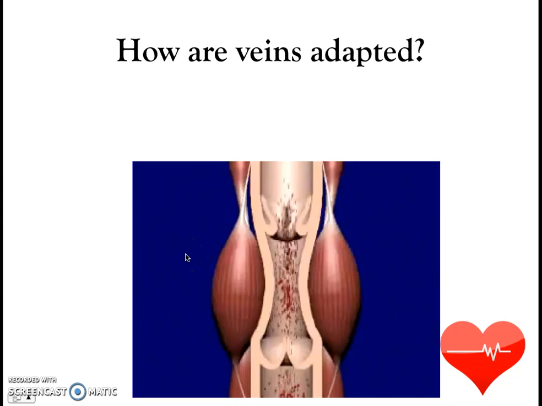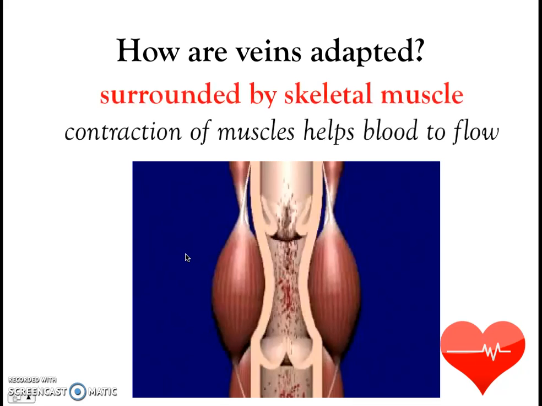Now, besides valves, veins also work together with skeletal muscle to pump blood back to the heart. Okay, so veins are surrounded by skeletal muscle, and the contraction of muscles helps blood to flow back up. So here in this video, you'll see these two pieces of flesh here. These are your muscles. Imagine that they're muscles in your legs. And as you move around and your muscles contract, it actually helps the blood to flow upwards too.